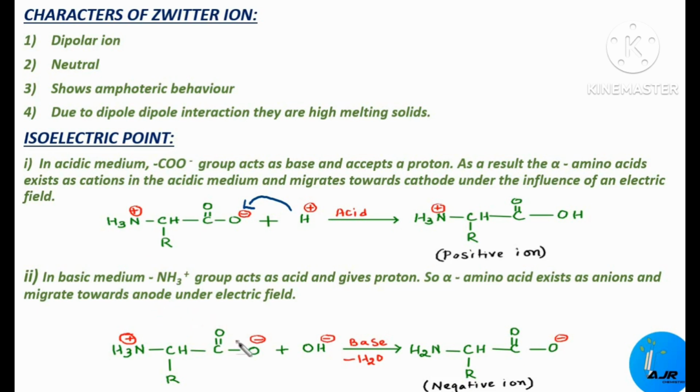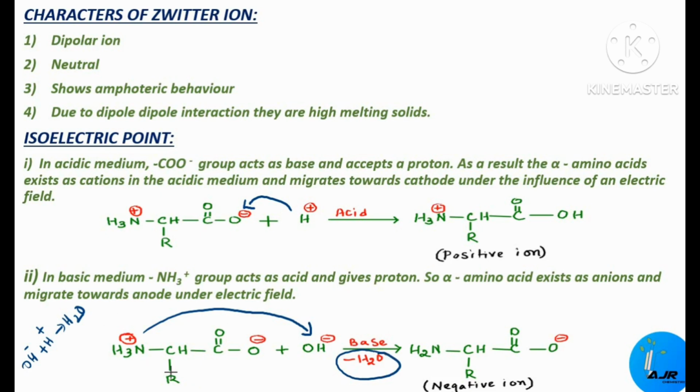Now in basic medium, just the reverse takes place. The group acts as acid and gives a proton. In basic medium, this Zwitter ion will be giving a proton. So one H plus will be given to the base. So what happens? This OH minus will be reacting with H plus and we'll get water. So there is removal of water.